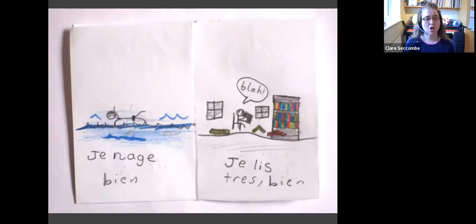Here's an example of a year 4 French mini book. So we'd been working on free time activities and saying how well you do them. We had played battleships to practice building the sentences, and then they chose some of those battleship sentences to illustrate in their mini book.